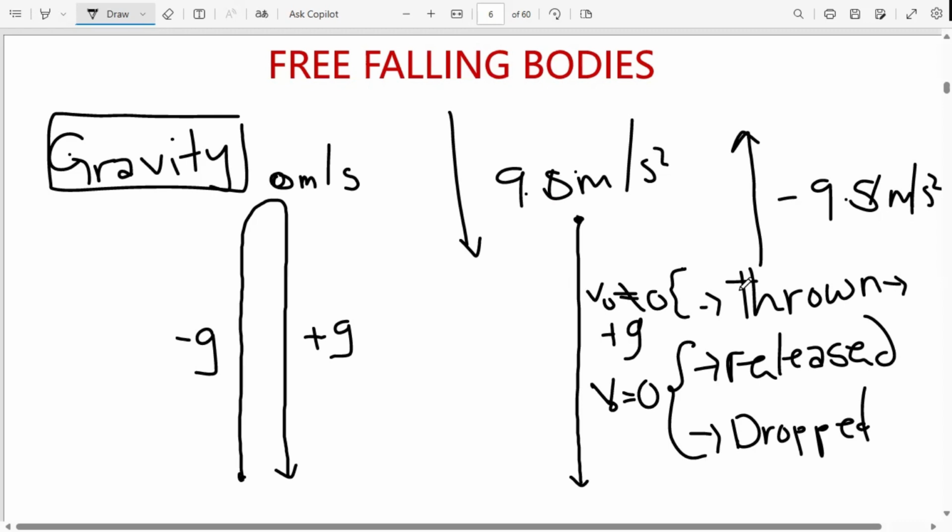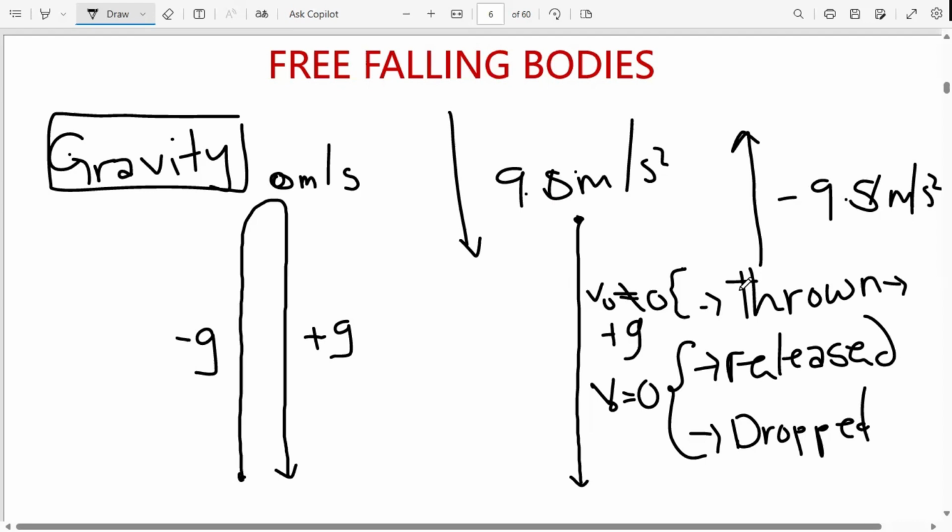So under this motion, the principles that are applied are those same ones of motion in a straight line, the SUVAT equations, because those equations apply when there's constant acceleration, which is the same even in this case. The acceleration that is experienced is actually constant. So we apply those same equations under this kind of motion.